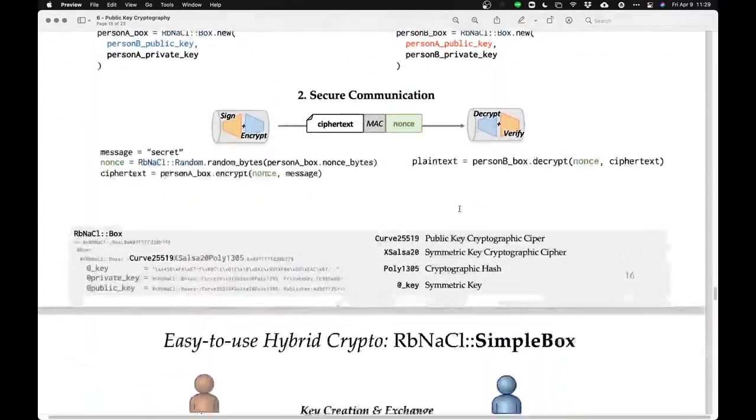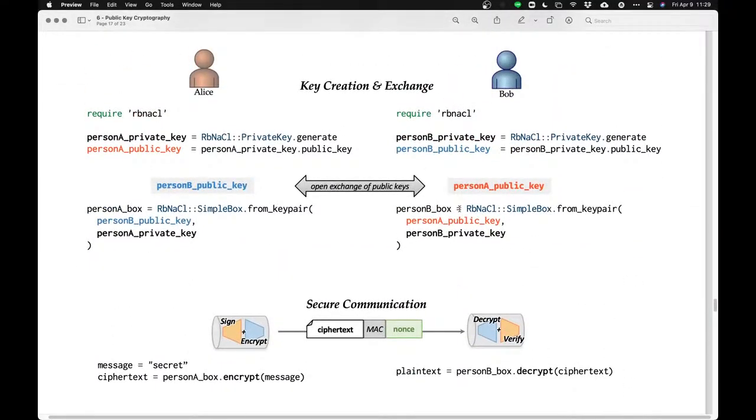All right, that's how we use RbNaCl to do asymmetric key cryptography. You can generate keys and so on and so forth.